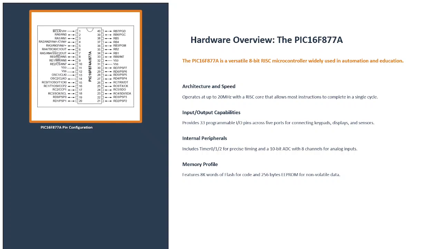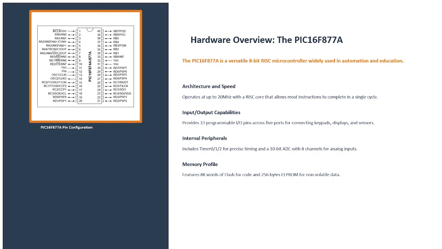Understanding this microcontroller's hardware overview, the PIC16F877A. The PIC16F877 is a versatile 8-bit RISC microcontroller widely used in automation and education. Architecture and speed: it operates at 20 megahertz with a RISC core that allows most instructions to complete in a single cycle. Input-output capabilities: it provides 33 programmable input-output pins across 5 ports for connecting keypads, displays, and sensors.